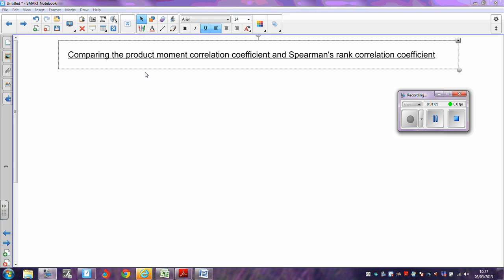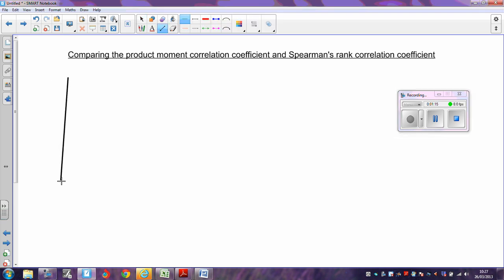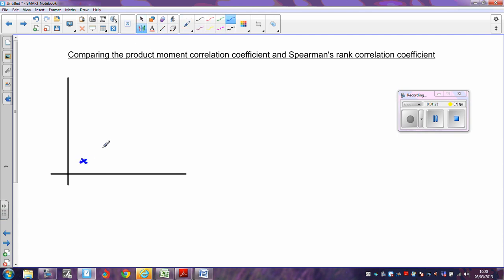The other main difference between the two is that the product moment correlation coefficient tells you about the linear correlation between two sets of data. So let's say, for example, we have some points which are in a perfect straight line. The product moment correlation coefficient and the Spearman's correlation coefficient here would both be 1. Now remember the difference here. The product moment correlation coefficient gives you an idea of how close your data fits a straight line. And you can see here, as you've got a perfect straight line, the product moment correlation coefficient will be 1.